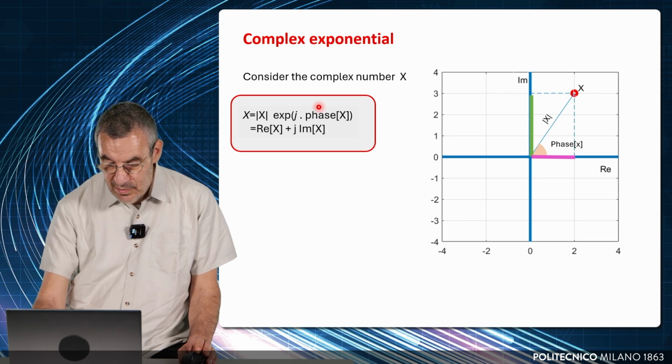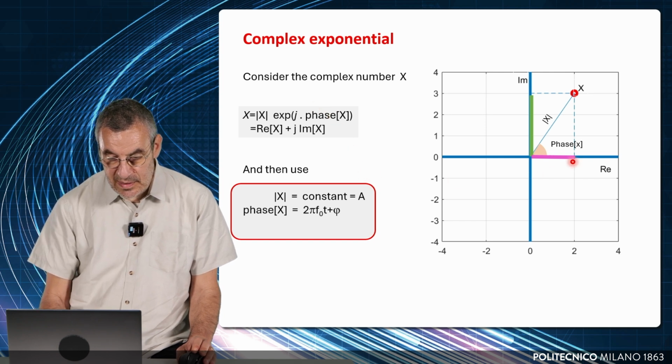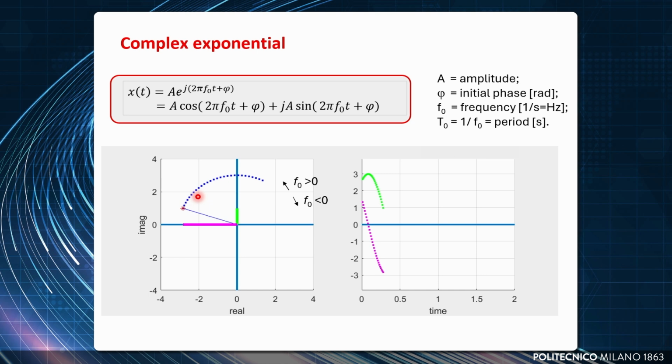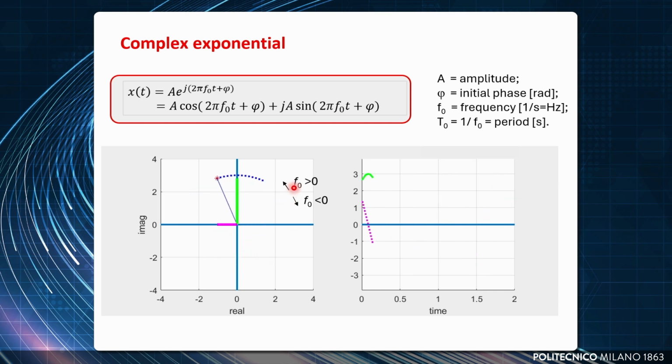And suppose you are now putting a phase which is a function of time. So you keep constant the distance from the origin, and you have a phase which is a linear function of the time. What happens is that this point along the time starts rotating on a circle because the modulus is constant, and you get a picture like this. So the complex number is changing position along a circle, and the number of cycles per second is proportional to f0, is equal to f0. If this is positive, you are rotating anti-clockwise. If this is negative, you are rotating in the other direction.